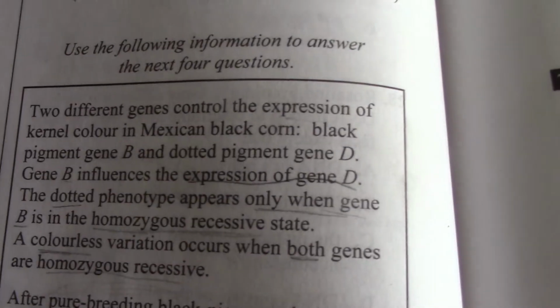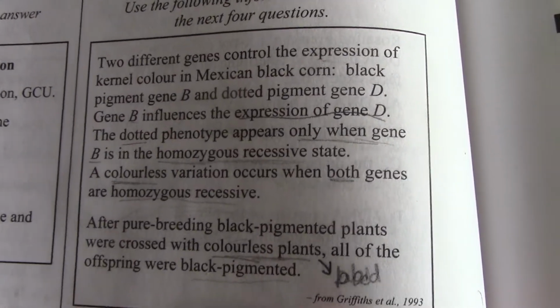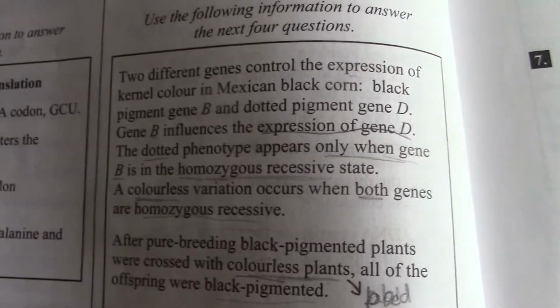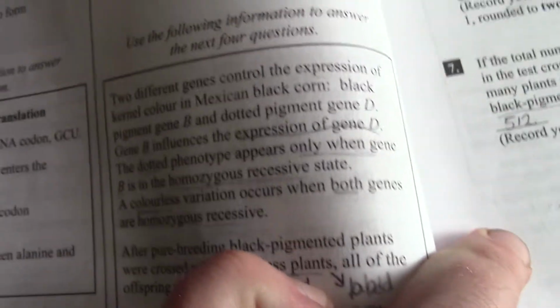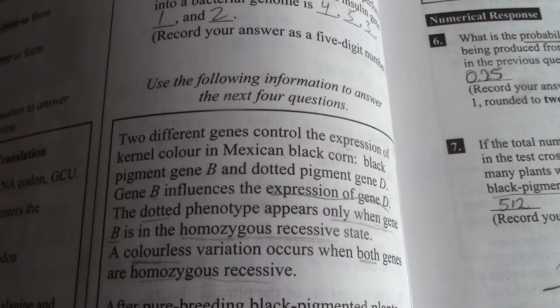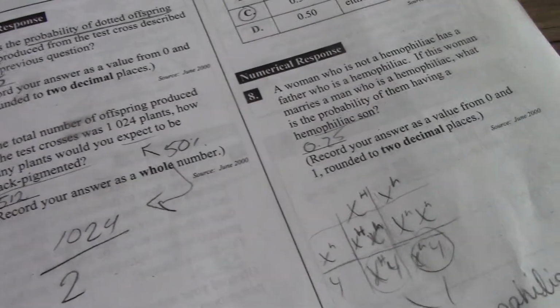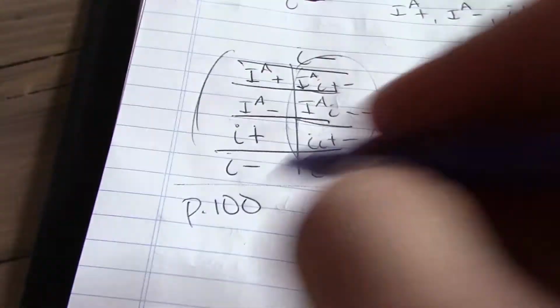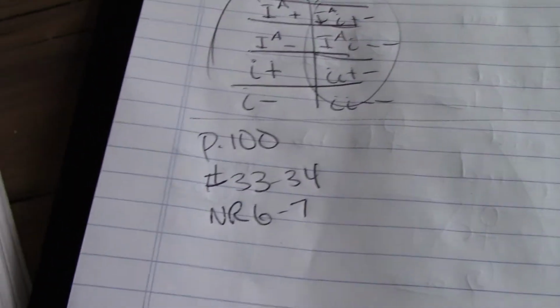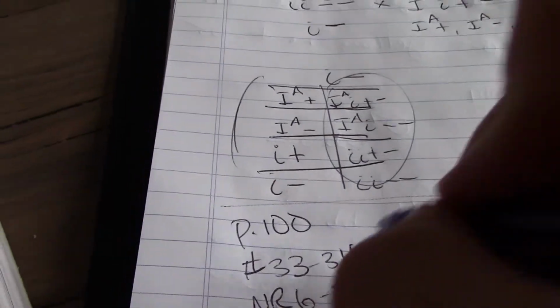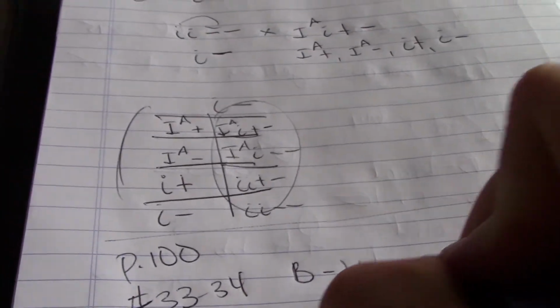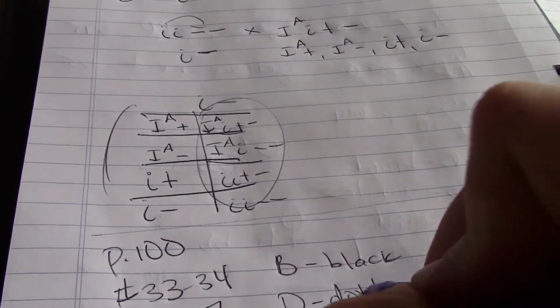So this says 2 genes control the expression of kernel corn and Mexican black corn. Black pigment gene B and dotted pigment gene D. Okay, so I'm going to write that down. Okay, this is page 100 in your key. This is number 33, 34, and NR 6 and 7. Okay, so in black corn, B stands for black, and you could have a dotted phenotype as well, and that's big D.